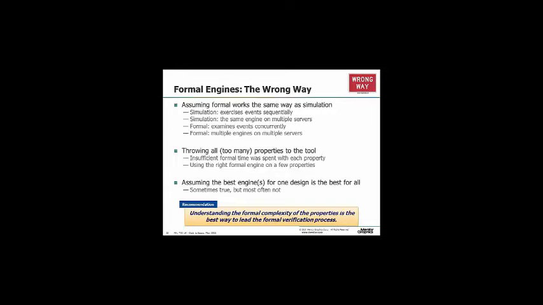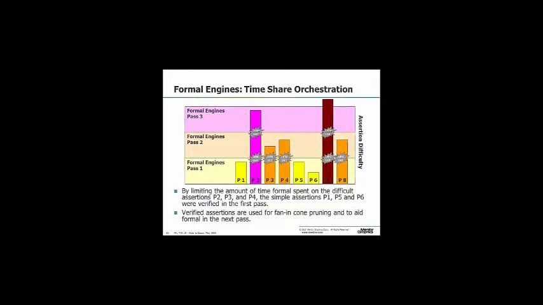So it's worth understanding where complexity lies in your design and in some of these properties to understand where the more difficult ones may be, and then you can partition your property set accordingly and make sure you go after the easy properties first because they can pay benefits into the more difficult ones. So this is part of the orchestration problem between engines.